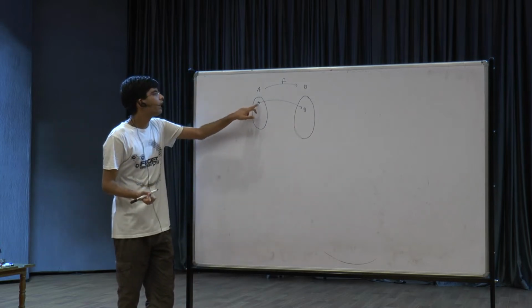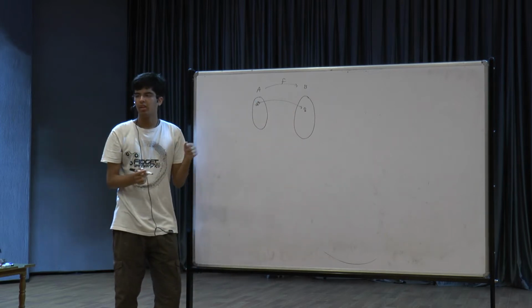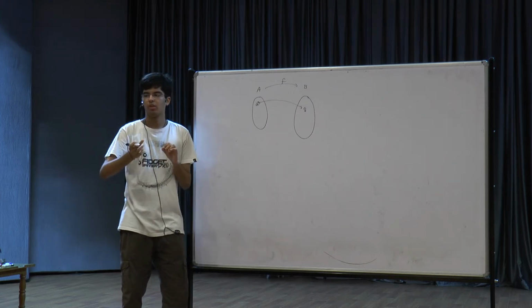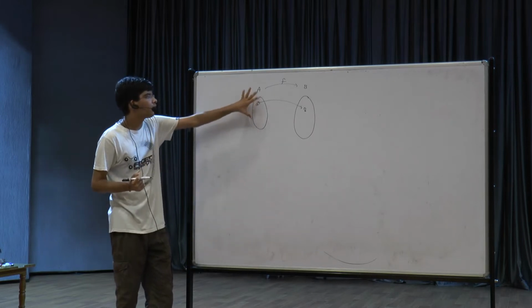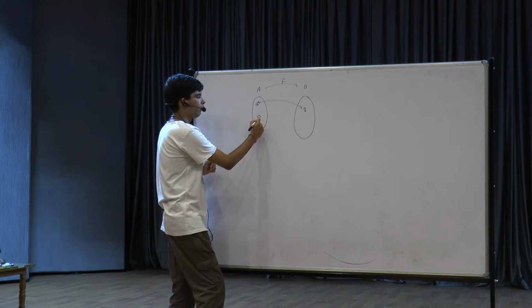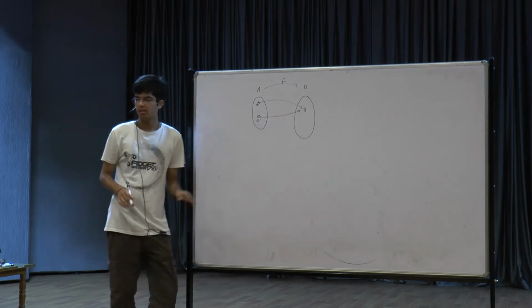And this a will only go to one b, so there can't be two arrows coming out of a, and there cannot be no arrow coming out from a. So there has to be exactly one arrow coming out from a, and that tells you the image of a. But this only assumes this on this side. So it may so happen that you have some a prime which also goes to this b. That is fine. We allow that.